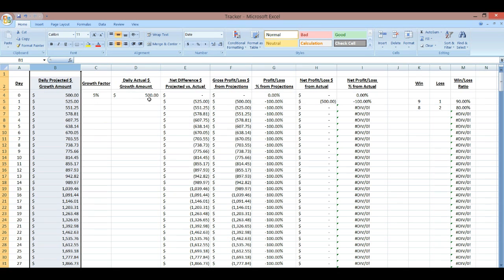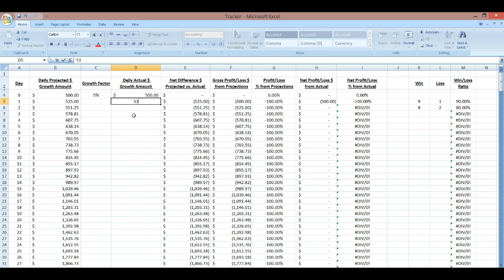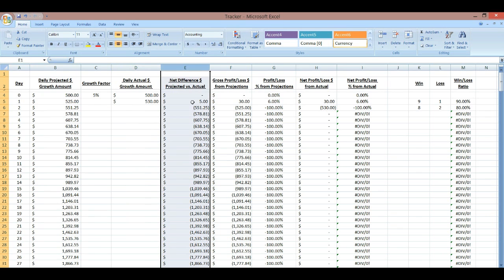Now all you're going to need to do going forward is come in here into this column and input the actual amount that you ended up with on that day in your trading account. So let's say on the first day you're only supposed to grow it by 5%, but you got it up to 530. Great, awesome. Net difference between projections and actual: $5.